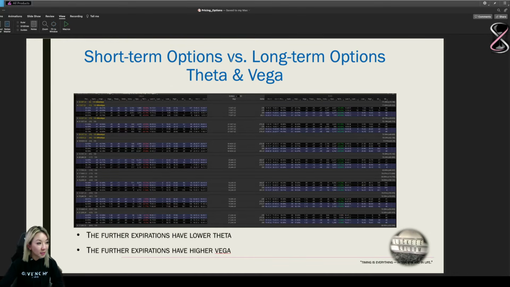So short-term options versus long-term options, Theta versus Vega. Here's a little cheat sheet. You can just keep this in mind. Theta is higher on the short term, smaller on the long term. Vega is smaller on the short term and bigger on the long term, right? The further expirations have lower Theta, further expirations have higher Vega.